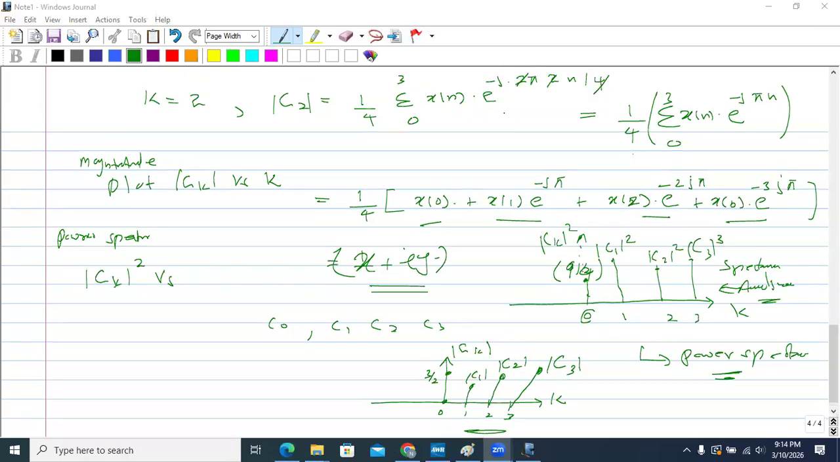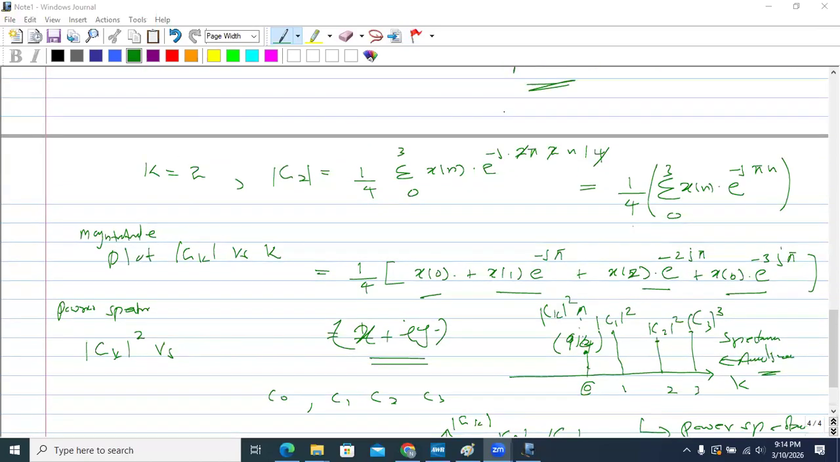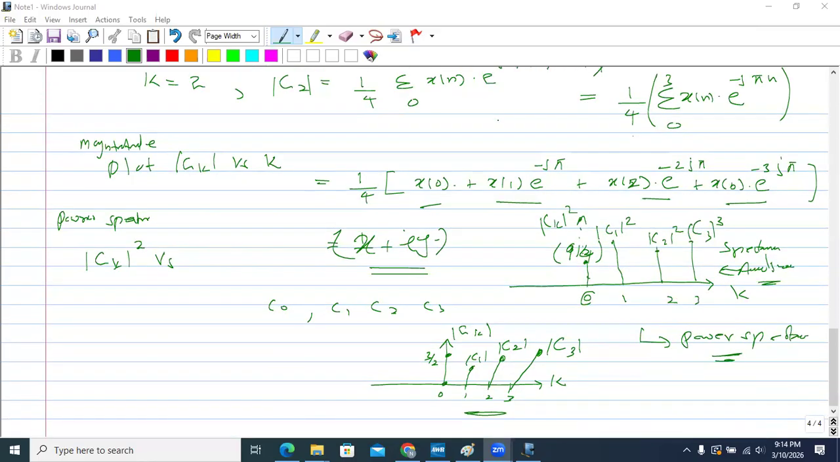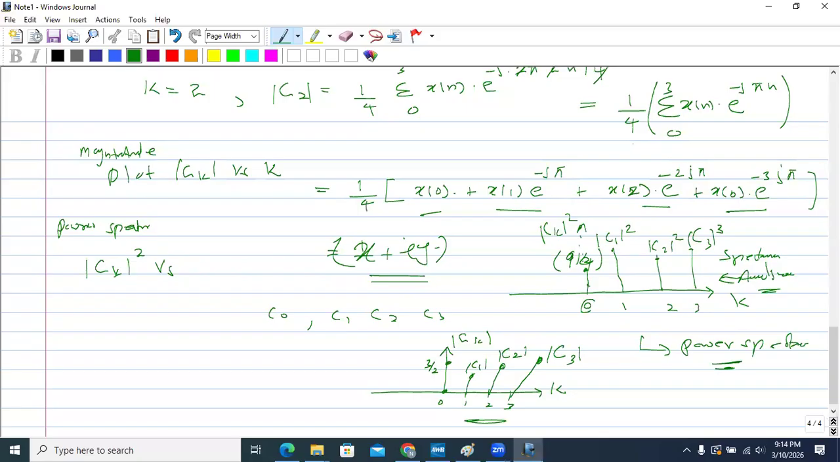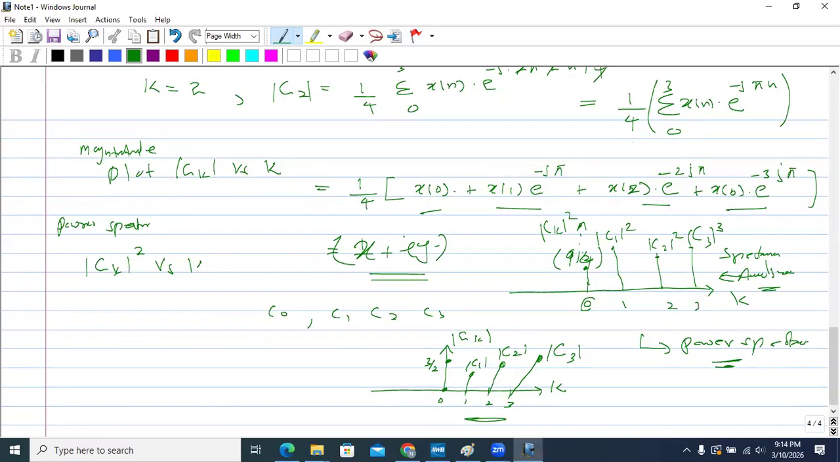So please remember it. If you are asked to find the spectra, you need to get the square of the magnitude. Then you need to plot it with respect to k. And if you are asked to plot the magnitude plot, you need to find the magnitude only. Magnitude versus k.